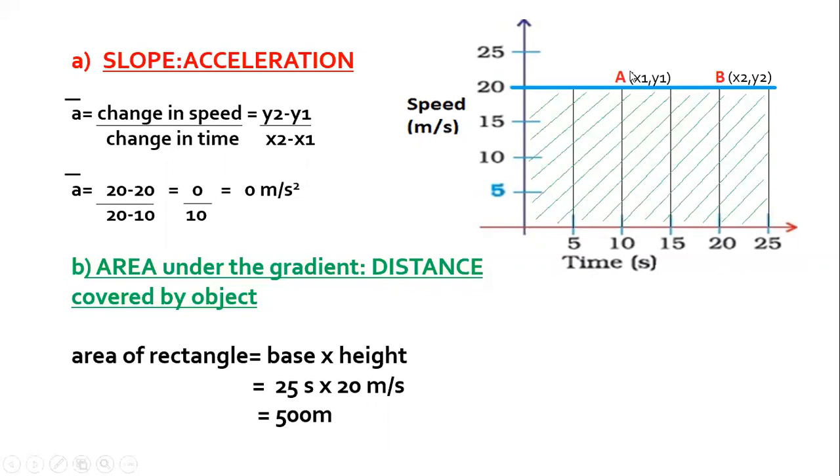Now my A point over here corresponds to x1 and y1, B to x2 and y2. If you see, my y2 and y1 correspond to the same value on the y-axis, which is 20. However, for B point, x2, if I look at the x-axis, corresponds to 20 seconds. And over here, my A point x1 corresponds to 10 seconds. I'm going to put the values: 20 minus 20 by 20 minus 10 is equal to 0 by 10. And then you get the answer of 0 meter per second square.